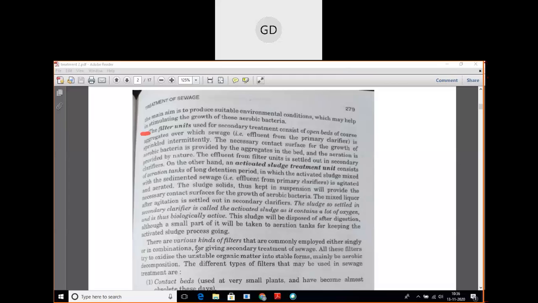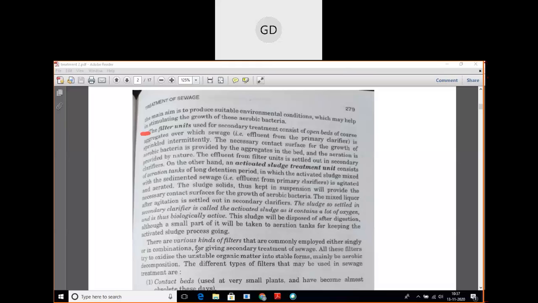On the other hand, the activated sludge treatment unit consists of aeration tanks with long detention periods. Here the detention period is much longer than in filter units. The activated sludge is mixed with the sedimented sewage. What is sedimented sewage? That is the effluent we get from the primary clarifiers. In the activated sludge treatment unit, the sludge solids are kept in suspension and provide the necessary contact surfaces for the growth of aerobic bacteria.